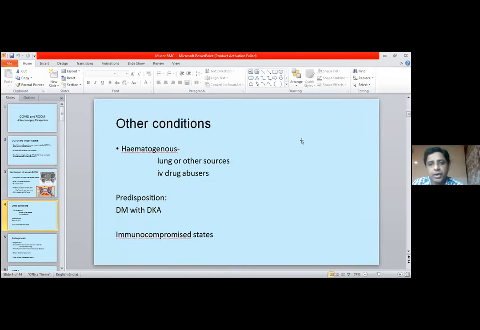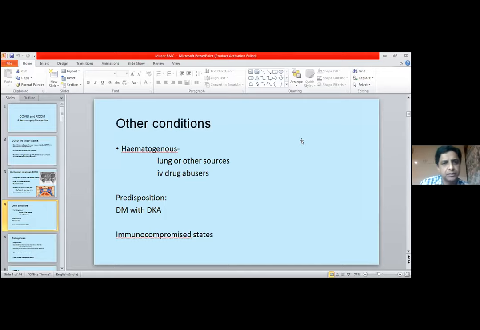Now, other than contiguous spread, mucormycosis can also spread from the lungs as hematogenous spread. Another route is in IV drug abusers, because of the spores present in adulterated drugs, which can go into the brain. We also found that for brain mucormycosis, the predisposing factors are diabetes with ketoacidosis, and immunocompromise plays a small role.